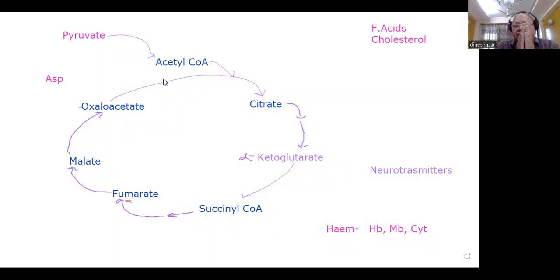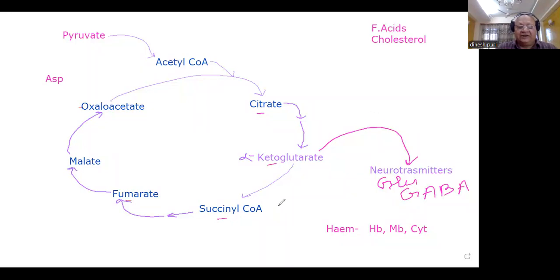It is not only the central catabolic pathway, but it has got certain anabolic role also. The TCA cycle provides an important pool of intermediates: citrate, alpha-ketoglutarate, succinyl coenzyme A, fumarate, malate, oxaloacetate. So these are an important pool of metabolic intermediates which serve as precursors for various important compounds. For example, alpha-ketoglutarate is the starting point for biosynthesis of a number of neurotransmitters. For example, the excitatory neurotransmitter is glutamate. The inhibitory neurotransmitter is GABA, gamma aminobutyric acid.